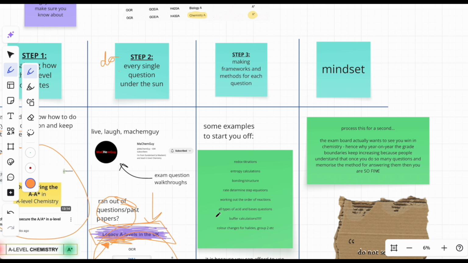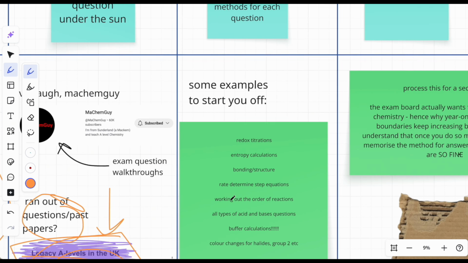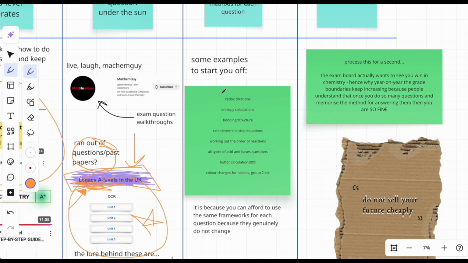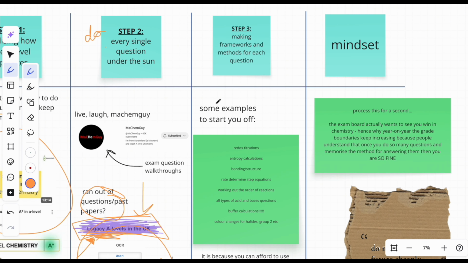They don't change. Open up the past 5 years' worth of past papers. Do you see any variation? In general, no, you don't. That's why the grade boundaries keep increasing, right? Because everyone's doing better. So here are some things that I would start off with if I didn't already have any frameworks, if I wanted to adapt any, or just go over stuff.